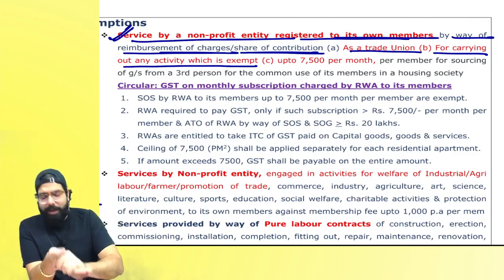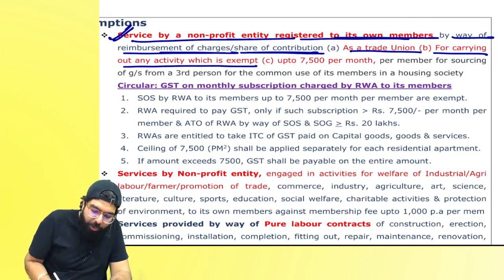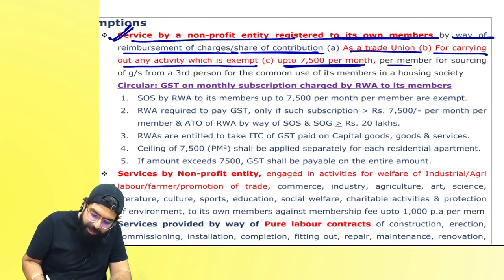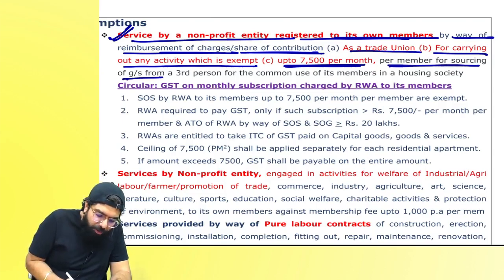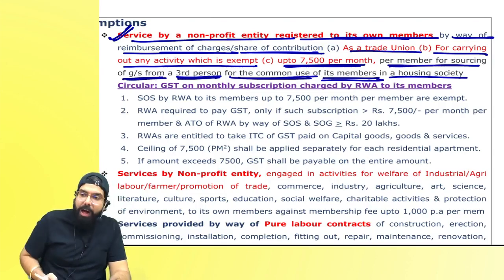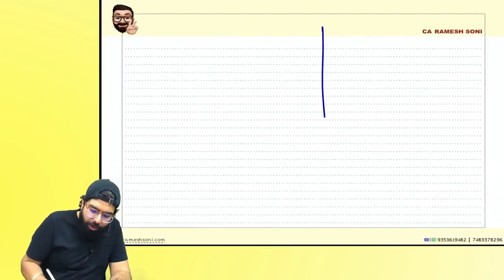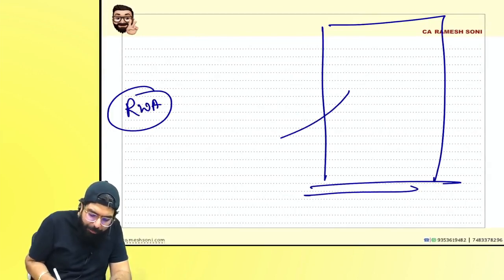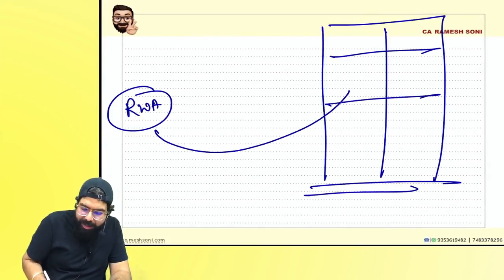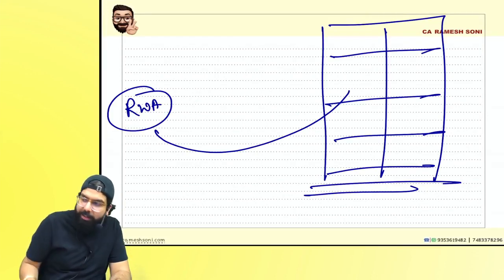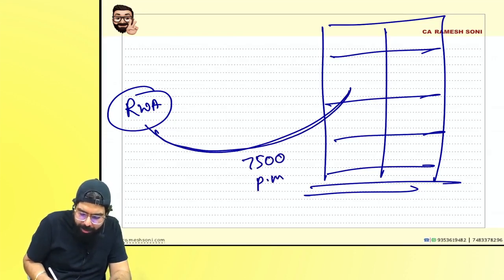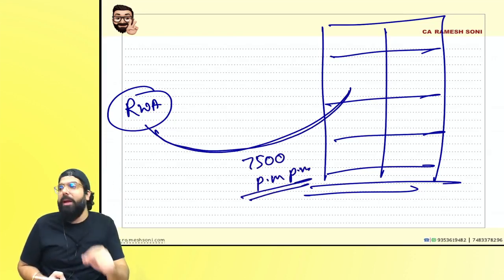And then they are telling that if you are taking up to 7,500 per member for sourcing goods or services from a third person for common use of its members in a housing society, say you are a residents welfare association taking up to 7,500 from each member in an apartment, up to 7,500 per month per member, then also it shall be exempted.